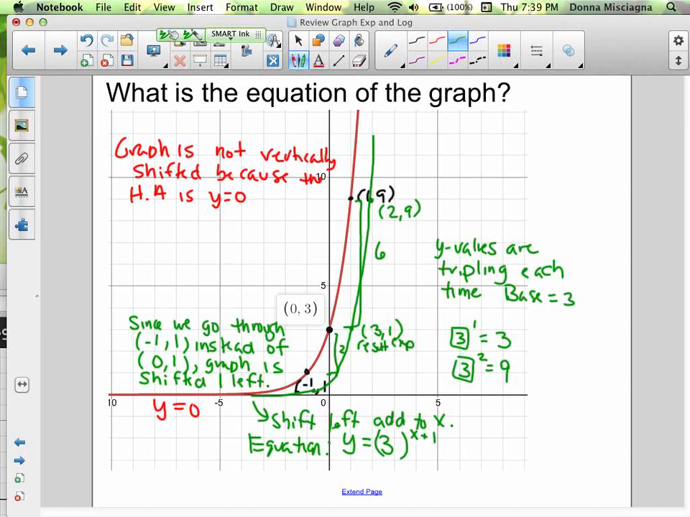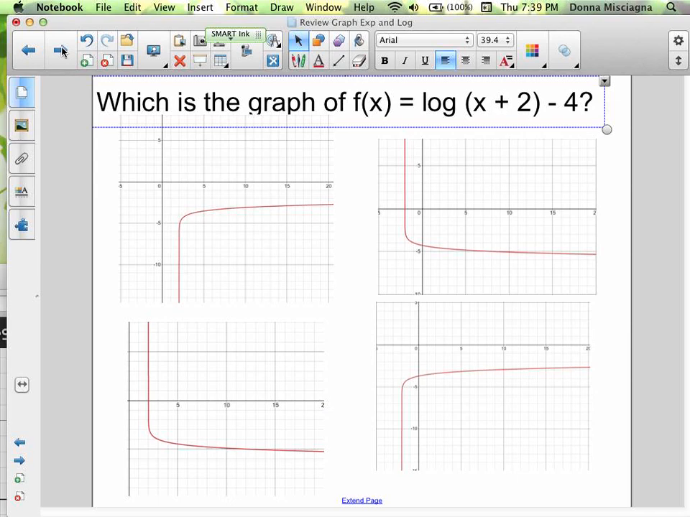Our values are tripling each time. That means our base is 3. Our horizontal asymptote is 0. We're not vertically shifted at all. So that means that we just have a horizontal shift, no vertical shift. And there you go. I think that was the last of figuring out a graph. Oh no, that was the last of writing the equations.